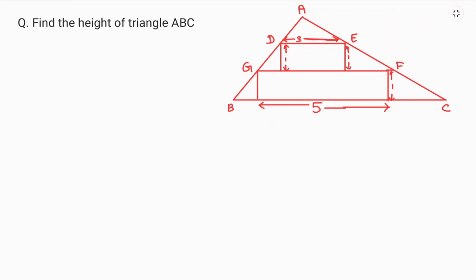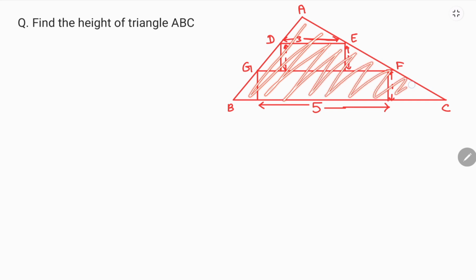I am Upasana Taneja. So in this video we have this question where we are given three triangles. If you see, the first triangle is this ADE. Another triangle is AGF, this triangle. And the third triangle is this, the biggest one, ABC.